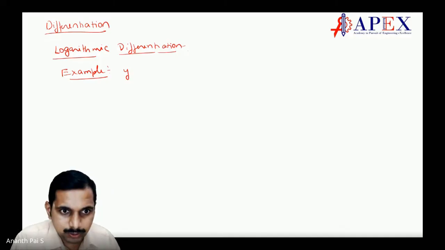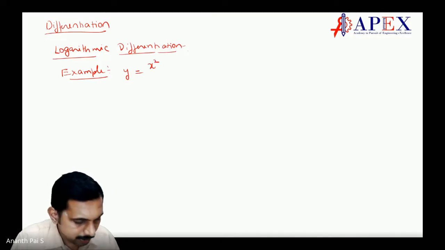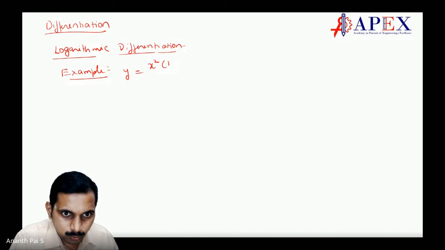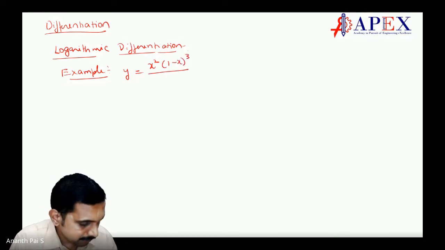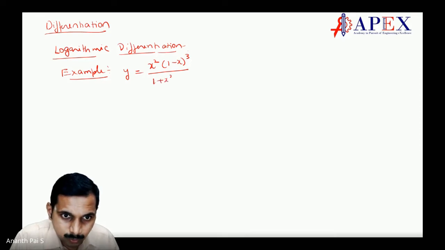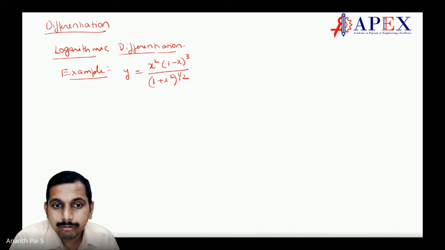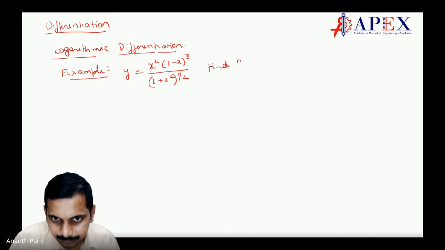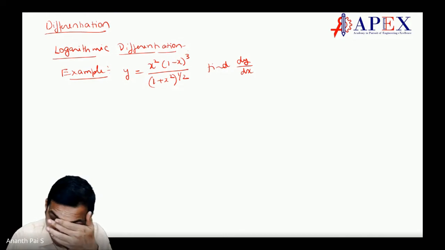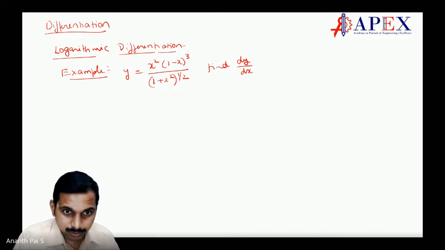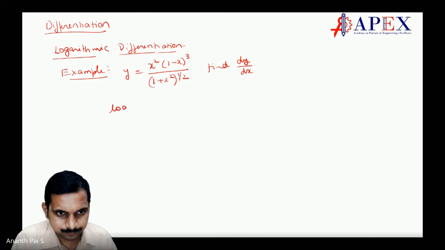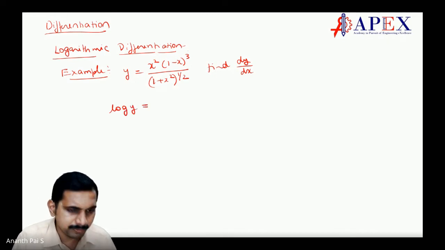y is equal to, let us say, x square into (1 minus x) the whole cube divided by (1 plus x square) raised to 1 by 2. Find dy by dx. If you have to do that directly, then you may face difficulties. So what you should do is find log y. It is one of the easiest ways of doing it. Otherwise, it's big and it will become very difficult for you to solve.